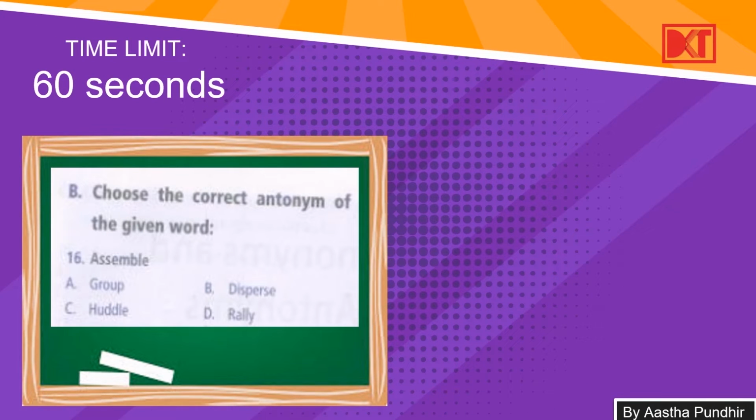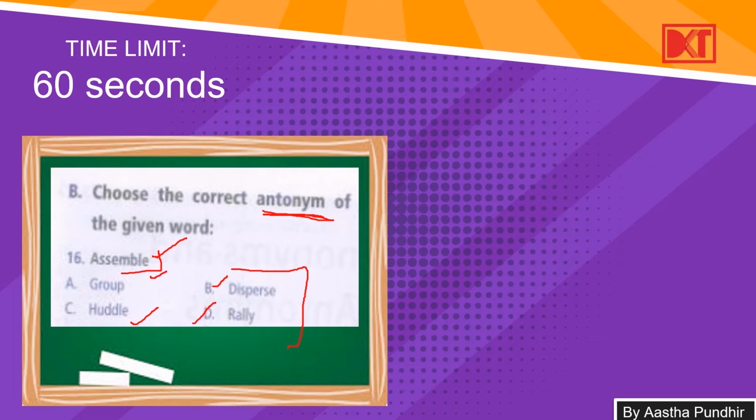Alright, so in these questions what you have to do is, as they say, choose the correct antonym of the given word. We are given a word and then we have to choose the antonym from the given options. Alright, let's start. The word is assemble, and the options are A, group, B, disperse, C, huddle, D, rally.